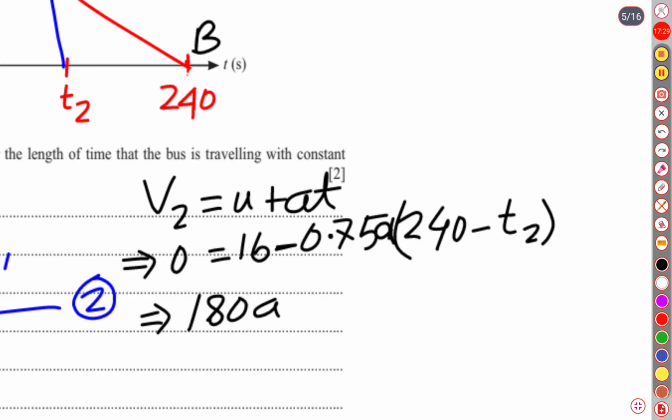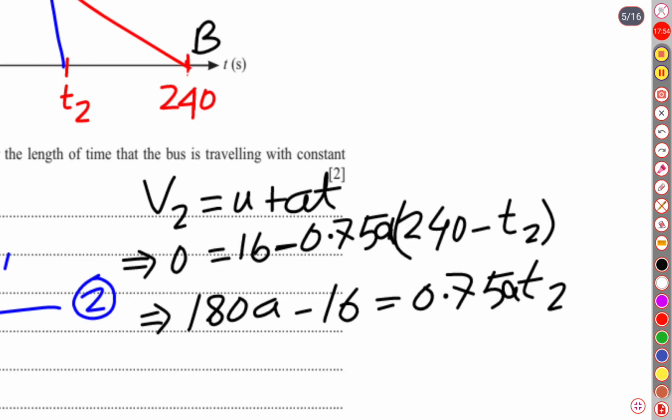180a, then minus 16 is equal to negative, not negative, it is going to be positive. If we multiply 0.75 t2, there is an a also in between them. Now if we isolate our t2, there is an a. If we isolate our t2, then what is it going to be?